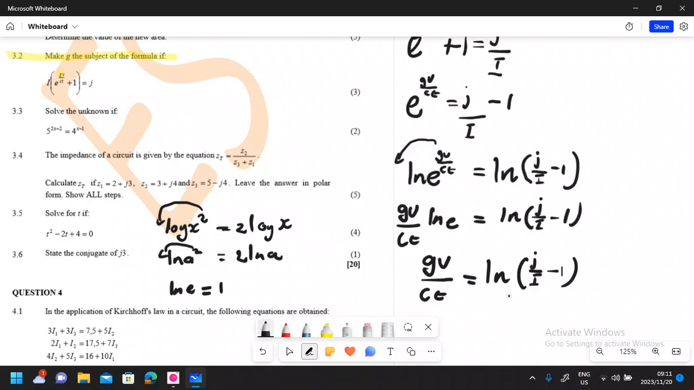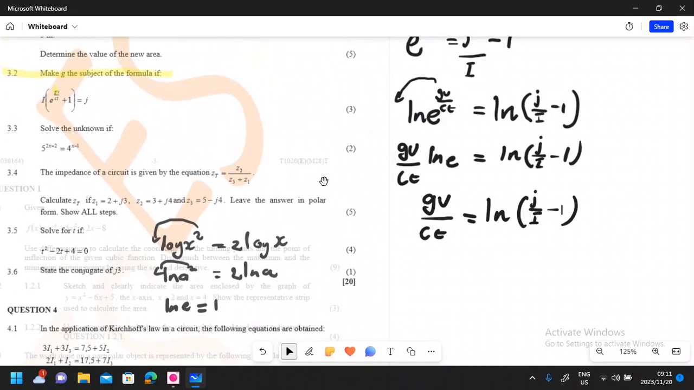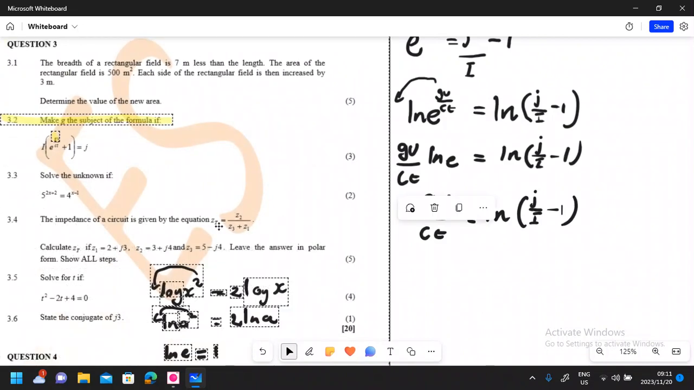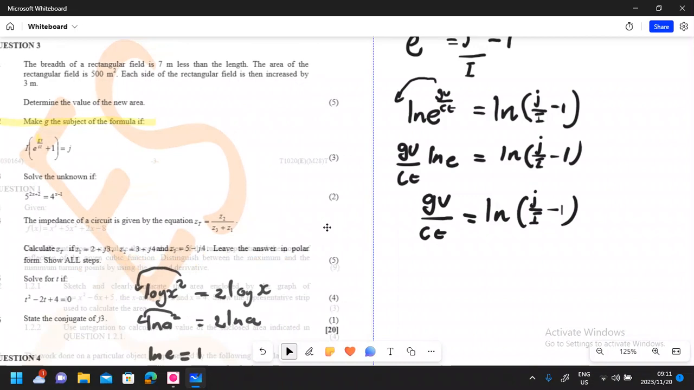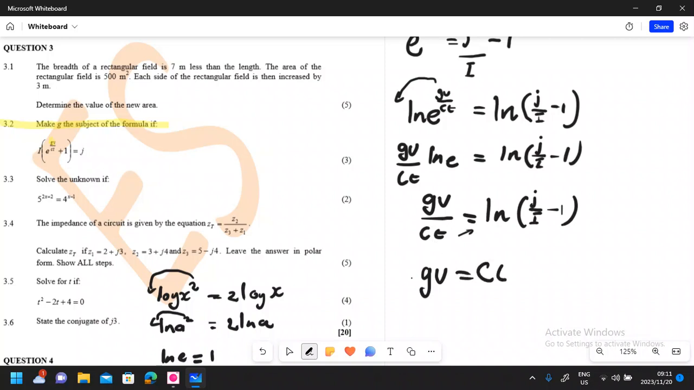Right. So what do we do here? We cross multiply. So let me just keep on creating space, guys. I'm going to keep on dropping this as well. Okay, so let's continue. If you cross multiply, this is going to multiply that side. So we're left with GV, and then CT multiplied by natural log, then we have J over I minus 1.